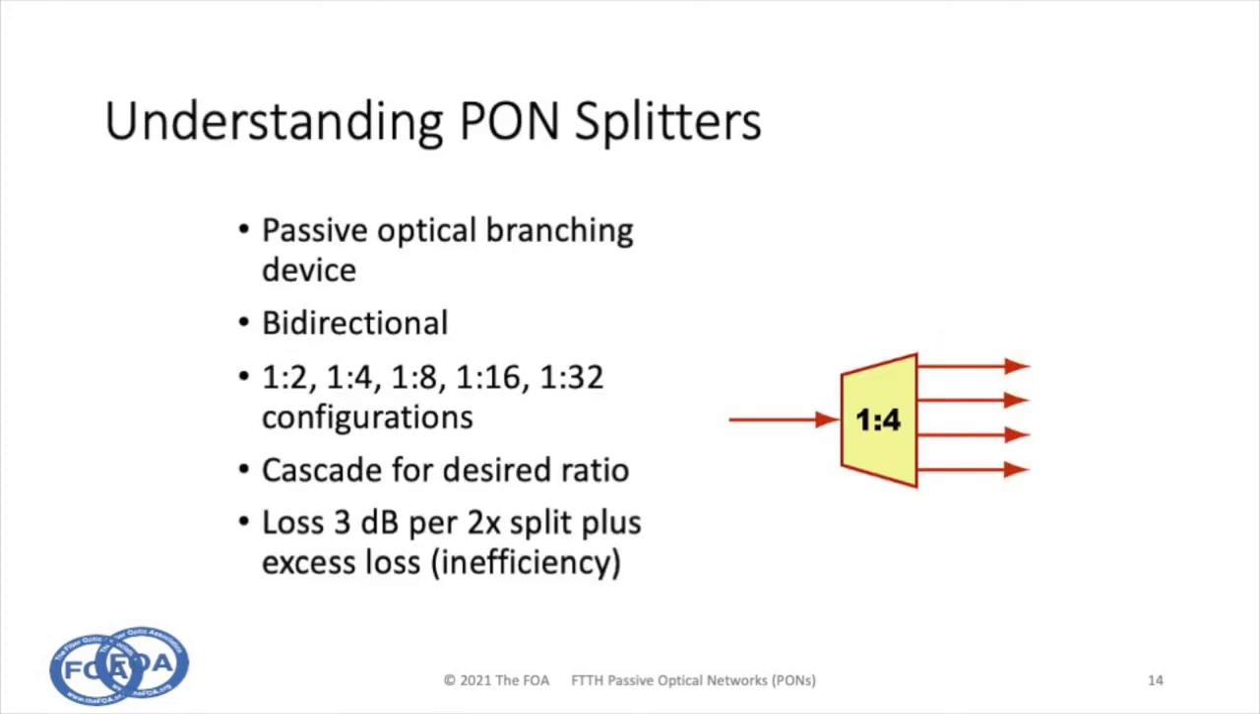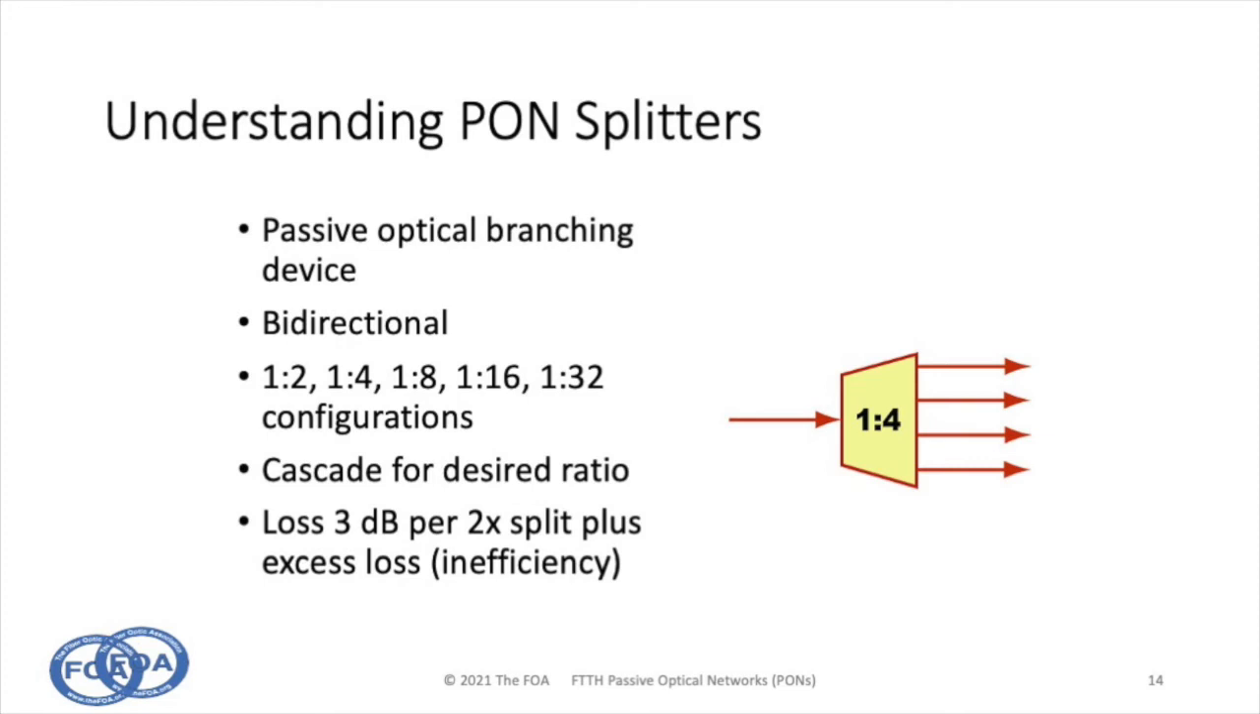Passive optical networks use splitters. Splitters are passive optical branching devices, and they are bidirectional. So you can send the signal through one way and it splits it out to a number of users, and then you can send signals back through from the other direction, from any of those users, and it will combine them onto the same fiber that was the input. So it's I/O, input, output on all ports.